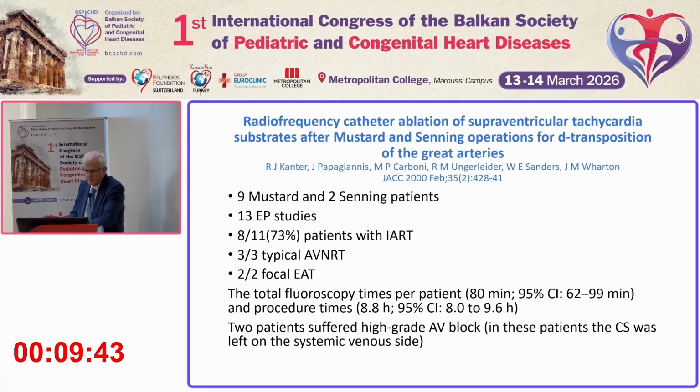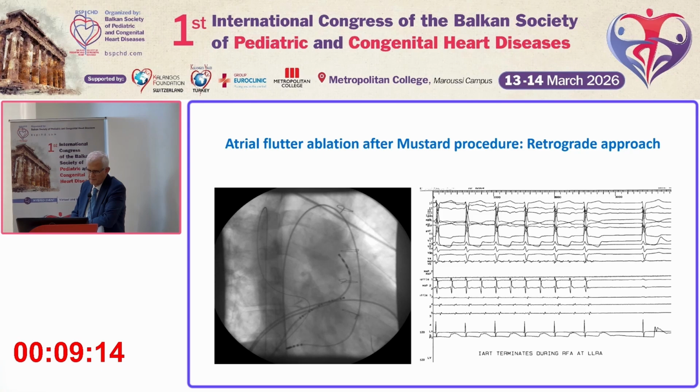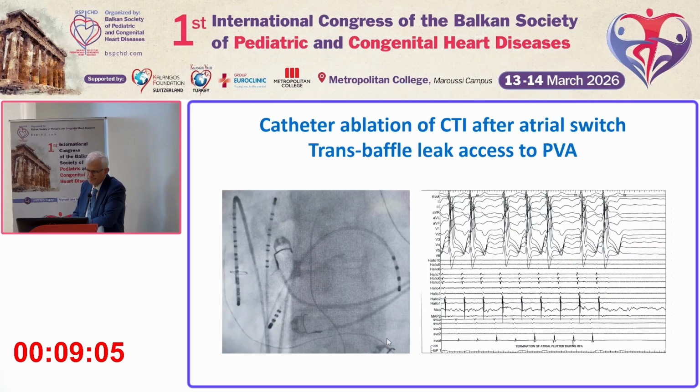We published about 25 years ago this series of patients with Mustard or Senning who underwent the ablation of atrial tachycardia, and the most common type was intra-atrial reentry, with fewer patients having typical AVNRT or focal atrial tachycardia. As you can see also from this slide, the duration of the procedure was very long. Two patients suffered AV block, but we had success in most of these patients, mostly using the retrograde approach, as you can see in this slide.